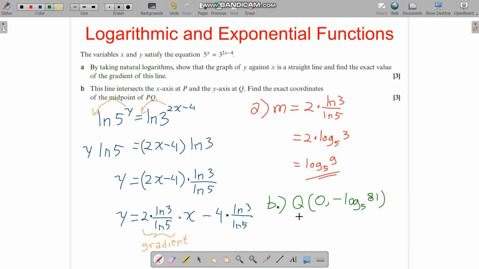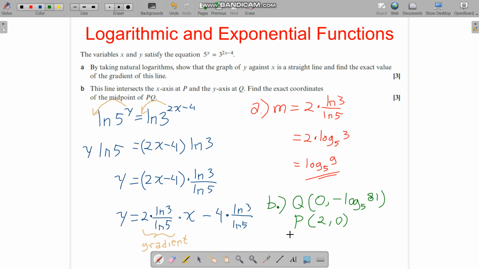That's the Q. The P is when the y equals 0. So when the y equals 0, of course the x is exactly 2. If you replace this y with 0, the x must be 2. So the P is (2, 0). The question is the exact coordinates of the midpoint.